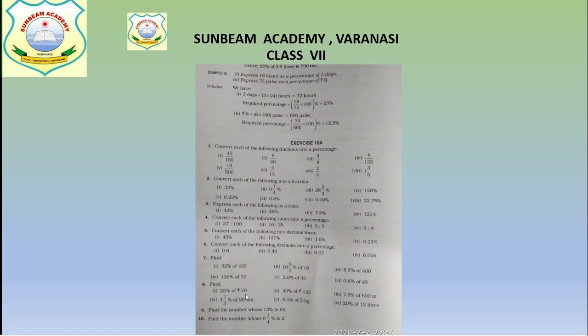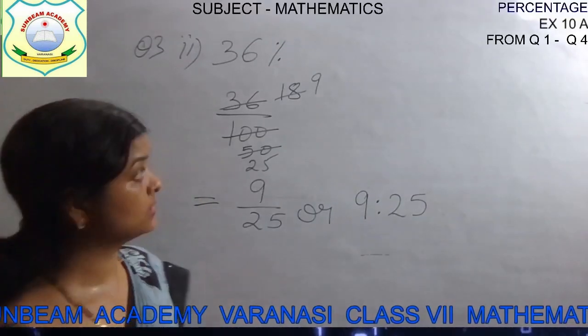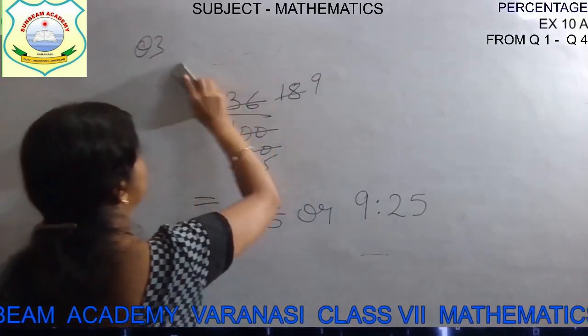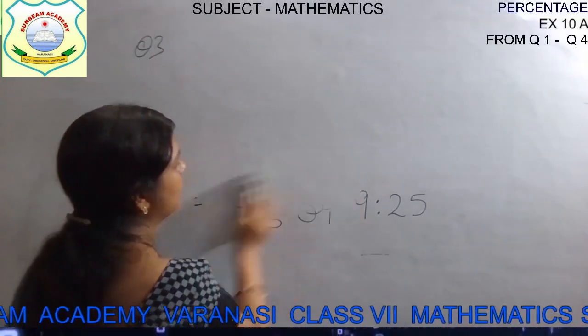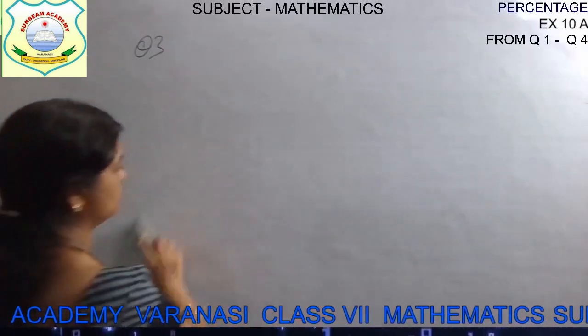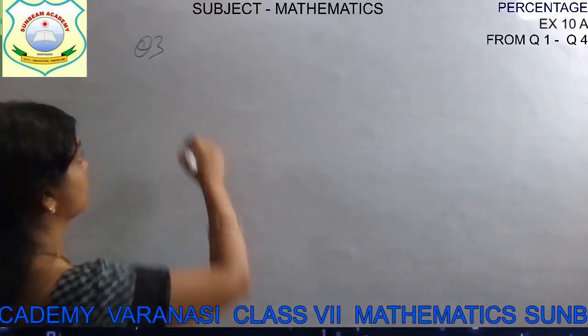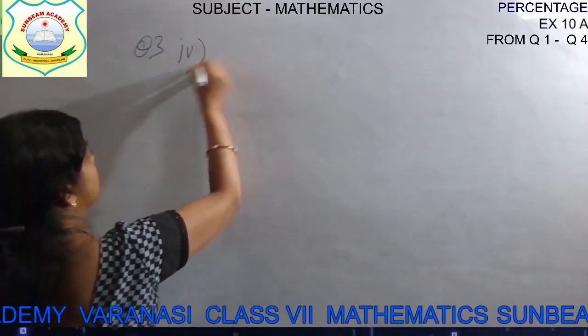Question number 3. Which one is it? It is the fourth part, 125, children. Question number 3, 125. So I am writing it. 125% is given. Question number 3, fourth part, children.